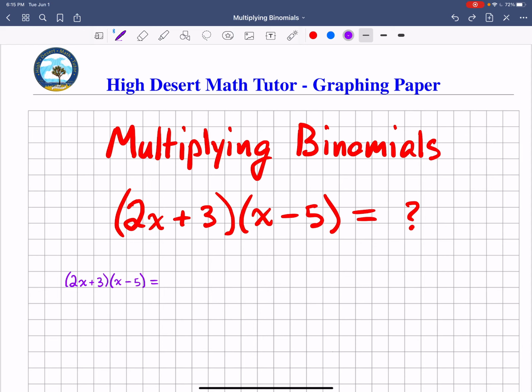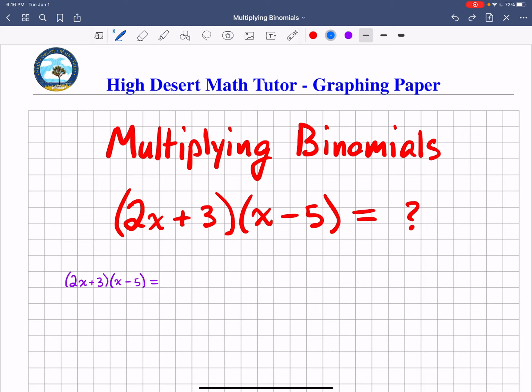I'm with High Desert Math Tutor, and today I want to talk to you about multiplying binomials. Now, a binomial arises when you have two numbers or variables that are being added together. When you're multiplying two of these, we usually put them in parentheses, and we call that multiplying binomials.